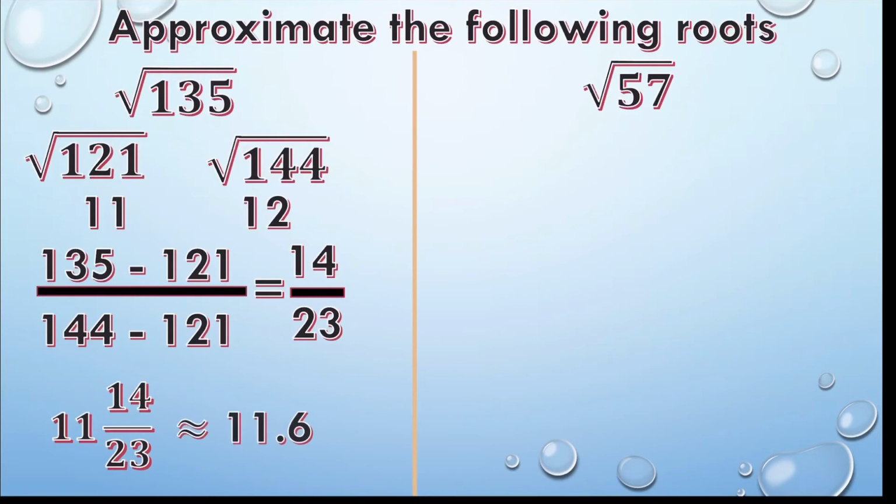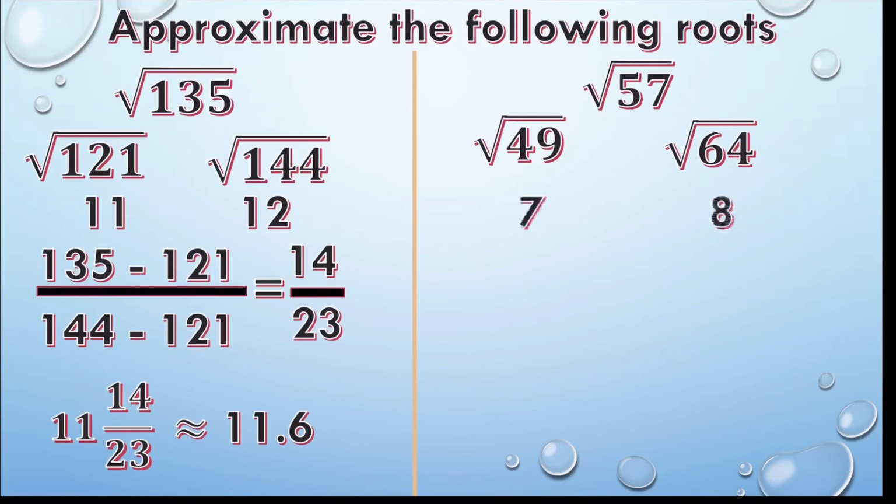Okay, if you thought I went through that one too fast, let's go through this one a little slower. Square root of 57. What 2 perfect squares is it between? 49 and 64. The square root of 49 is 7. The square root of 64 is 8.